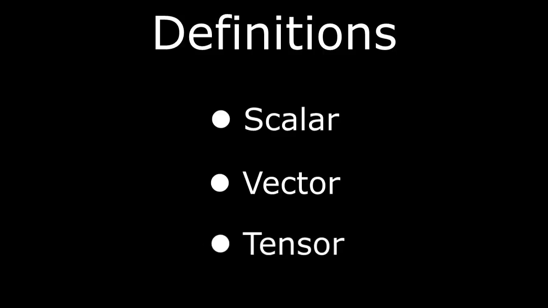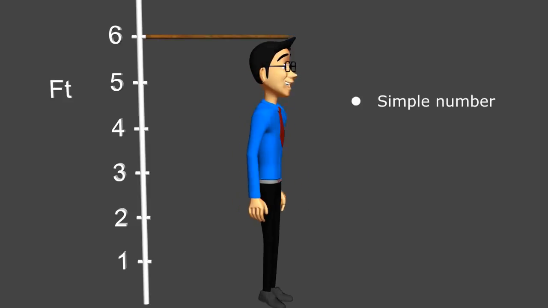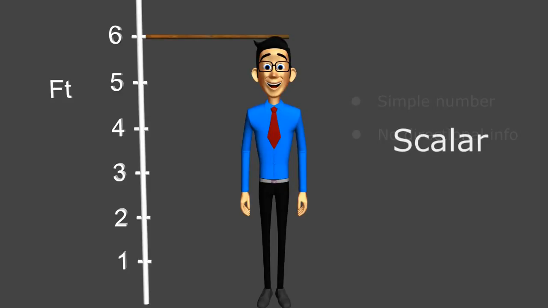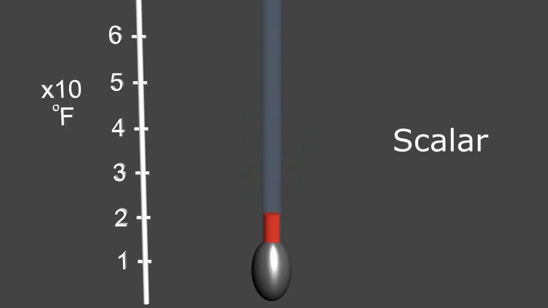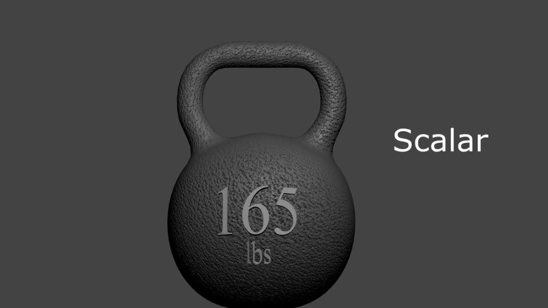Scalar, vector, and tensor. If I tell you I know a guy who is 6 feet tall, I am giving you an absolute number of my buddy's height. I'm not telling you if he's lying down, standing up, or maybe even doing a handstand. He's just 6 feet tall. That measurement is known as a scalar. Just as if I told you it's 75 degrees in the house, or I weigh 165 pounds, all scalars.